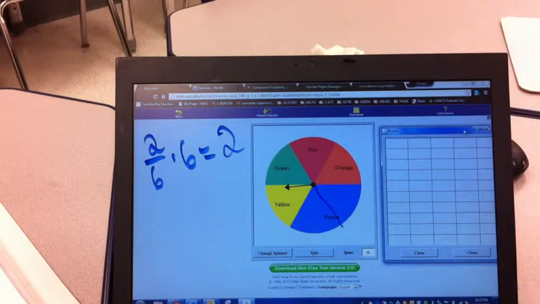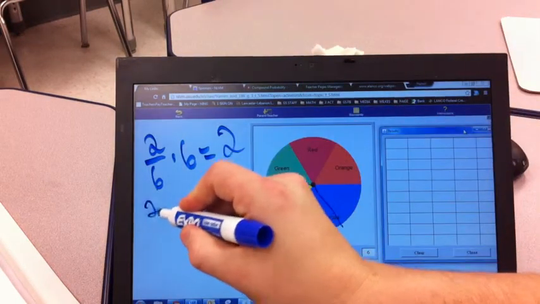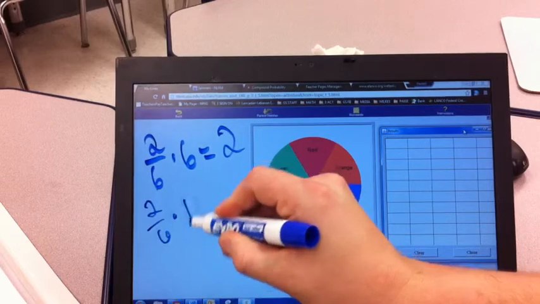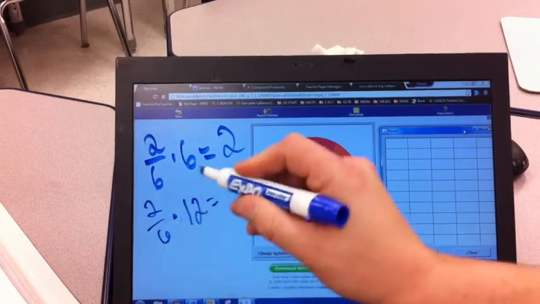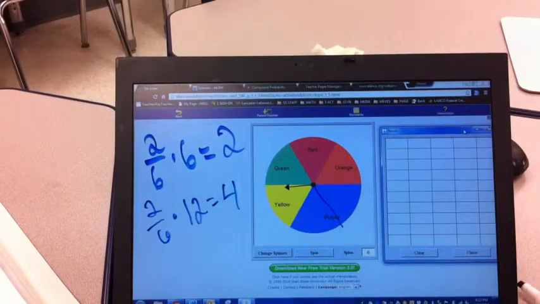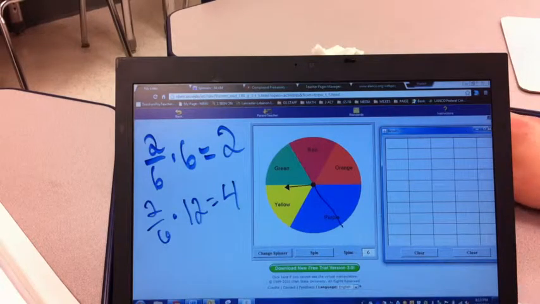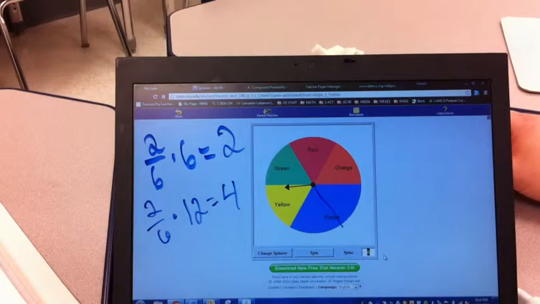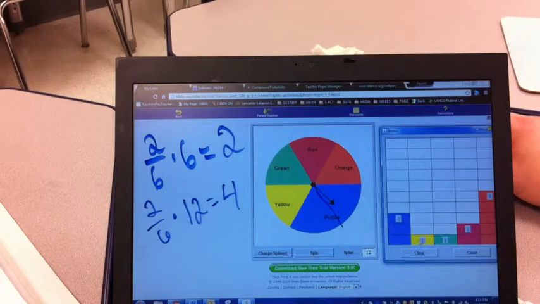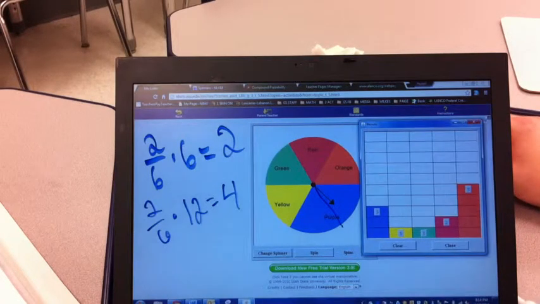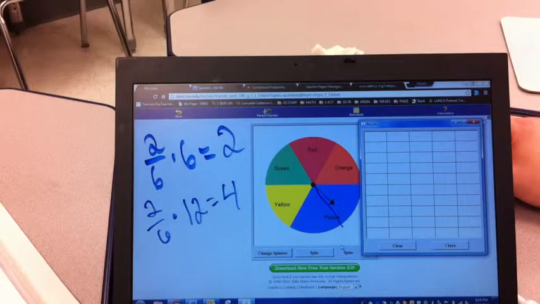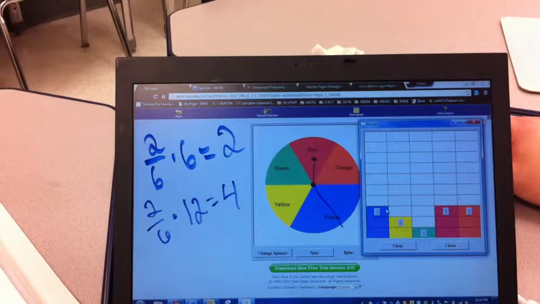What if I do out of 12? This becomes 2 and I get 4. So I should get 4 purple. So let's change this to a 12. Does my prediction work? I should get 4. Well, it didn't work. I got 3. But again, it's close. It should be close. Let's try it again. I got 3. Again, not quite there, but close.